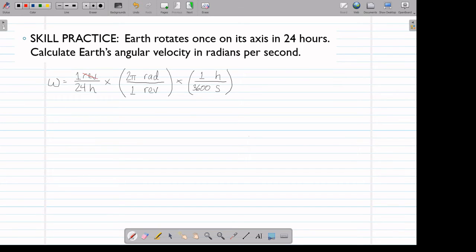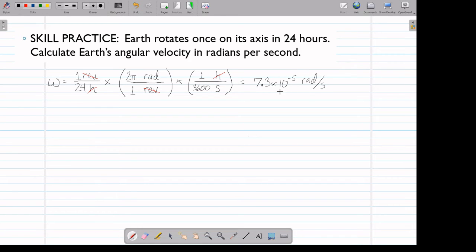Now we want to make sure that everything cancels out correctly. So let's see. Revolutions is going to cancel out. Hours is going to cancel out. And we're going to be left with radians on top of seconds, which is exactly what we want. So you punch the numbers into your trusty calculator, 1 over 24, multiplied by 2 pi over 1, multiplied by 1 over 3,600. And the calculator is going to tell you that the answer is 7.3 times 10 to the minus 5 radians per second.